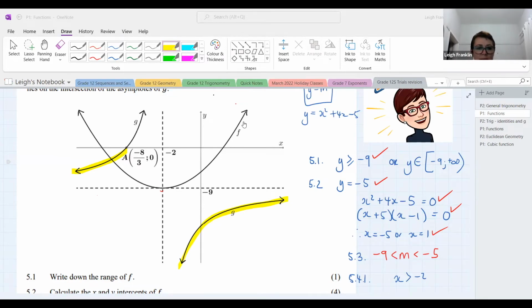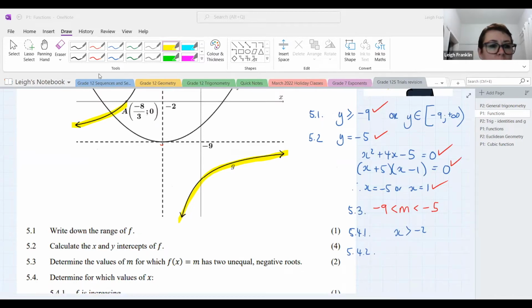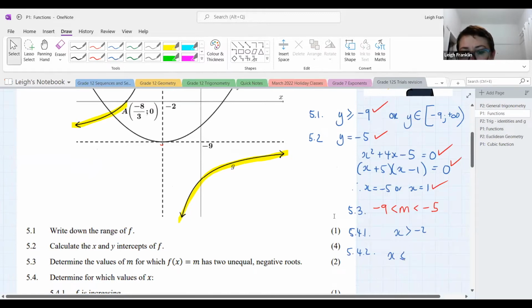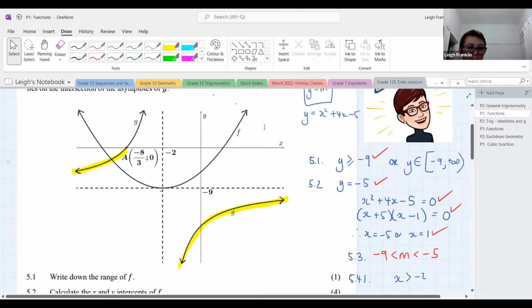Carlos says where x is smaller than or equal to -8/3. Yes, Carlos, that is one of our answers. I'm going to fill that in. So where x is smaller than or equal to -8/3. Or where else is it happening? Look at the other arm of the hyperbola that I've highlighted in yellow. What would we do here?